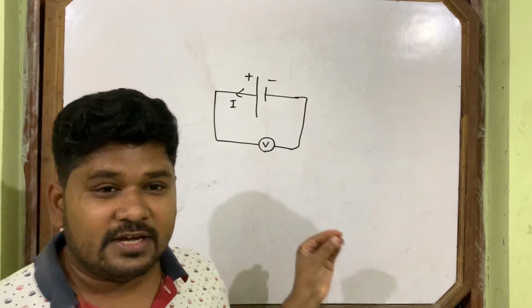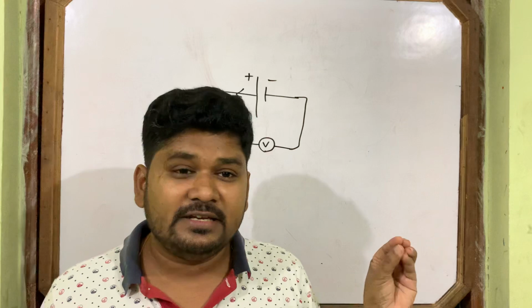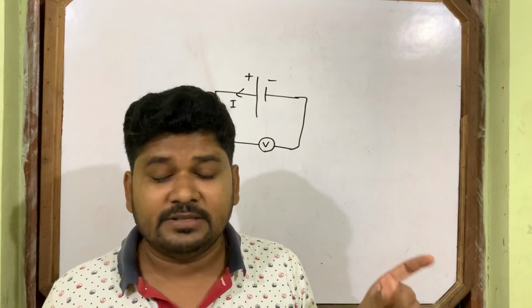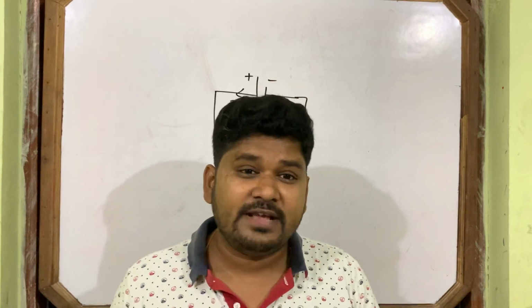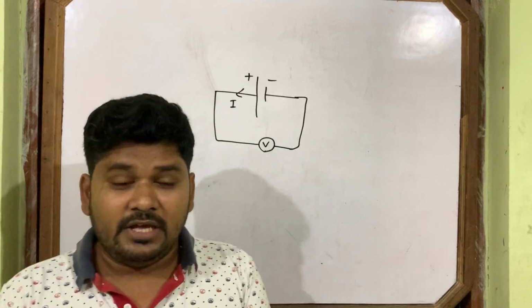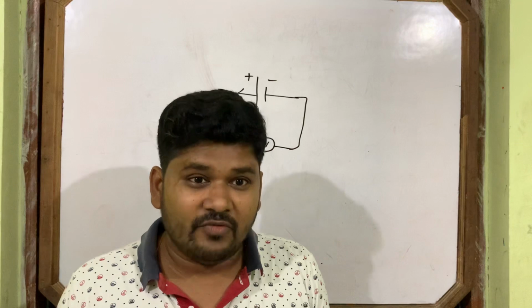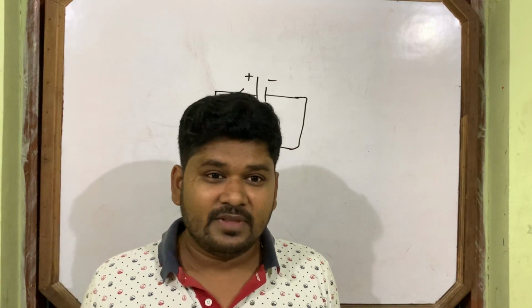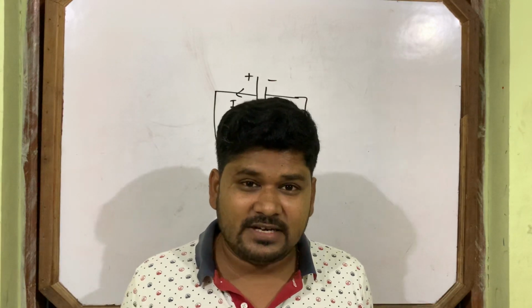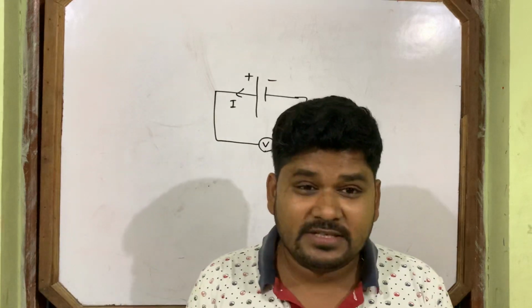So the final conclusion is that a voltmeter cannot measure the difference of potential, and cannot measure the EMF of a cell. If a voltmeter cannot measure the EMF of a cell, then what will we do? The potentiometer is there. Now all of you understand the requirement of the potentiometer.